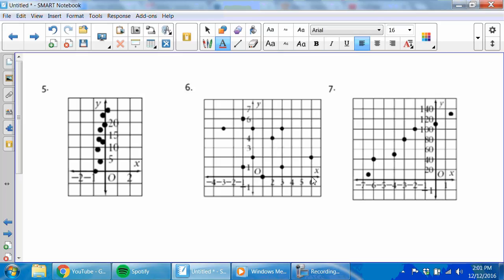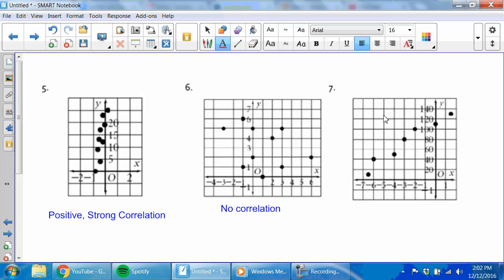Now let's look here at these. 5 would be an extremely strong correlation because they're very tightly packed together and it's going up. So I would call this a positive strong correlation. This one here in the middle, it's kind of going down to the right, but it's also kind of going up to the right. So it's a little bit of both. This is definitely no correlation.